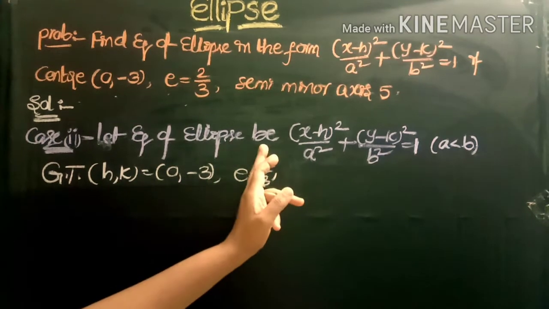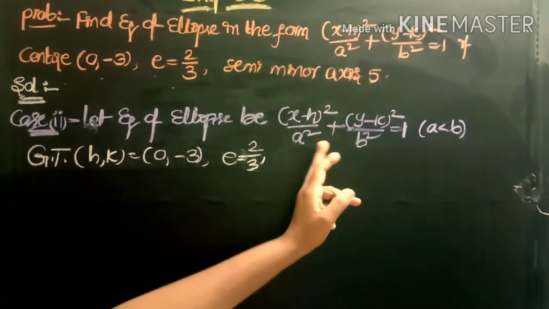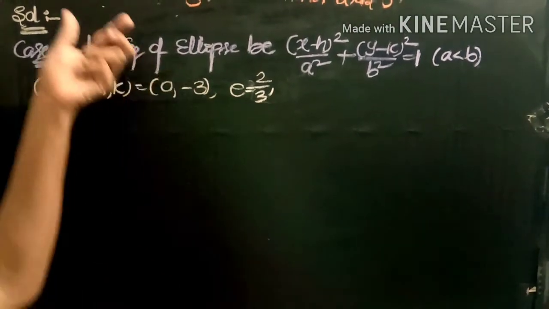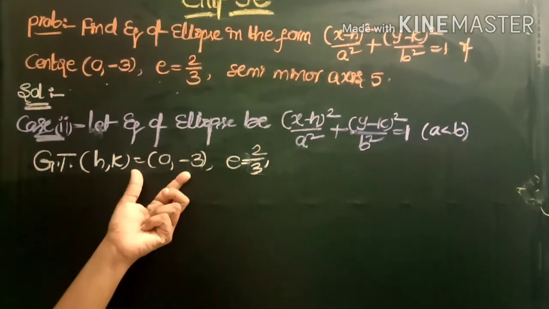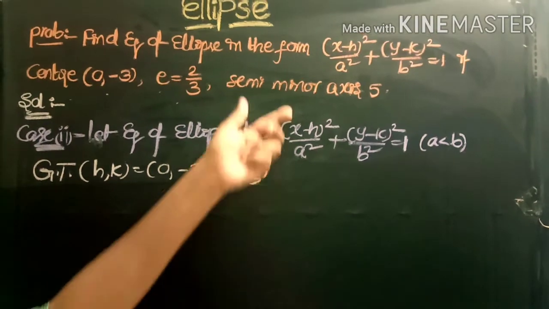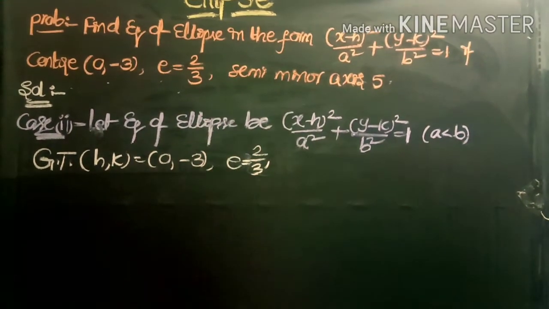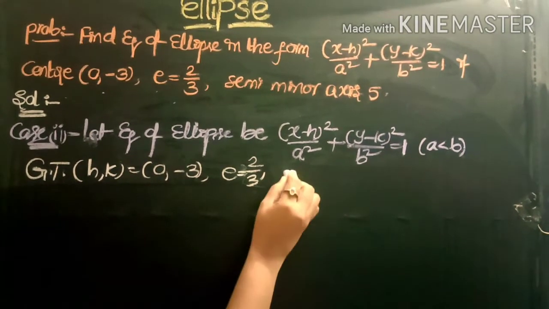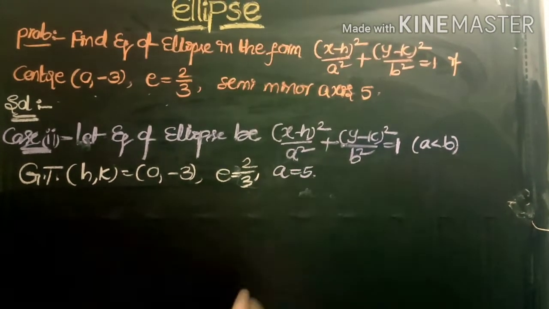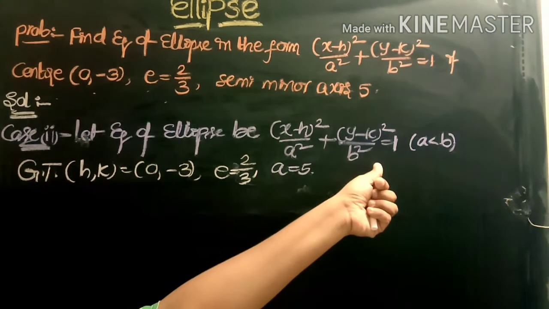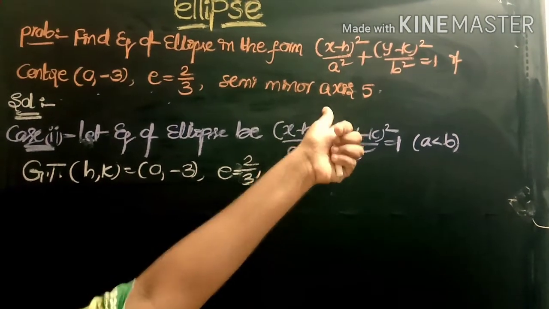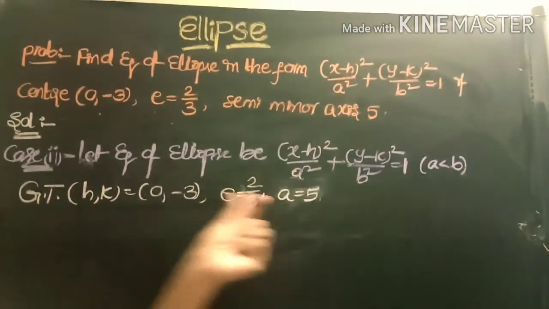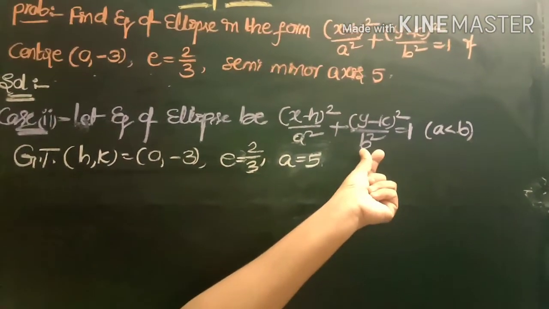In case 2 we take the equation of the ellipse as (x minus h) whole square by a square plus (y minus k) whole square by b square is equal to 1 when a less than b. Now in this case, given that h, k is equal to 0, minus 3, e is equal to 2 by 3. Semi-minor axis. In the second case, the semi-minor axis is taken as a. a is equals to 5. In the second case, length of the major axis 2b, length of the minor axis 2a. Here semi-minor axis, that is a is equal to 5. Now here we have the a value, h, k values. It is enough to find the value of b.